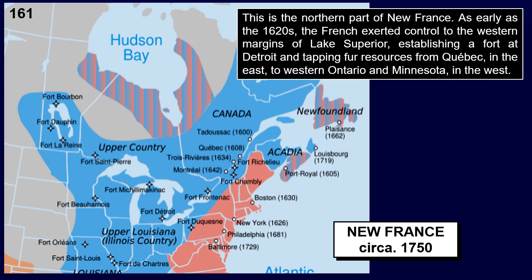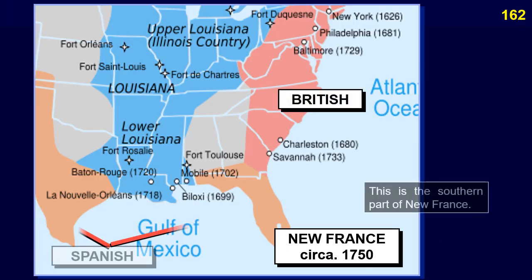As early as the 1620s, the French exerted control to the western margins of Lake Superior, establishing a fort at Detroit and tapping fur resources from Quebec in the east to western Ontario and Minnesota in the west. This is the southern part of New France.